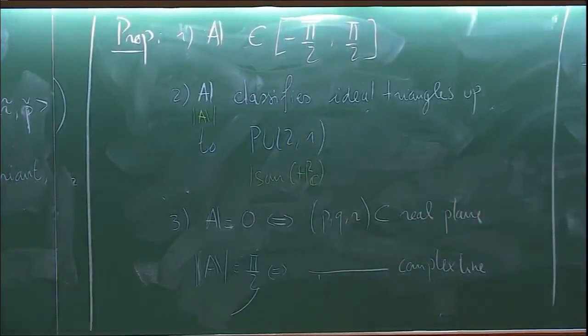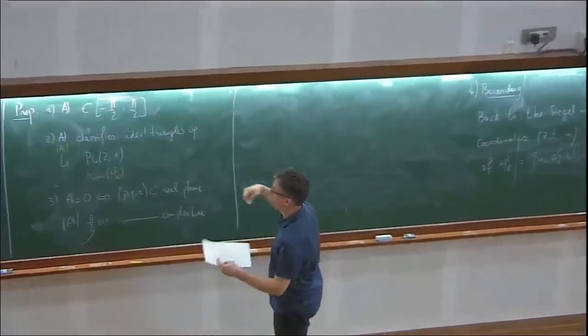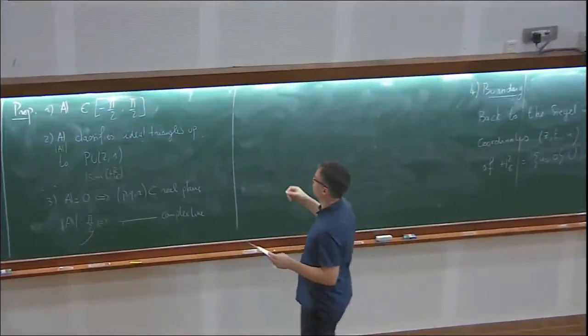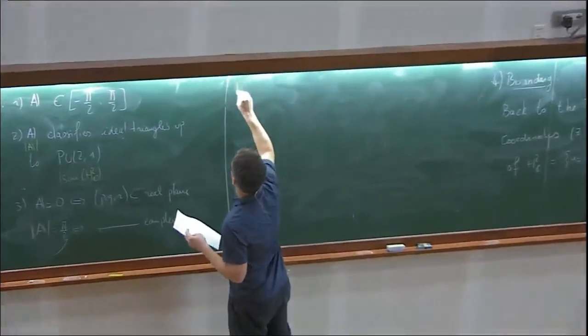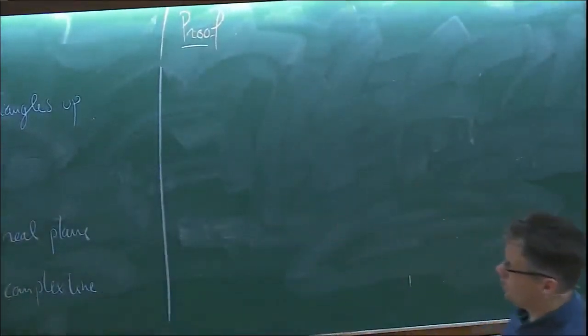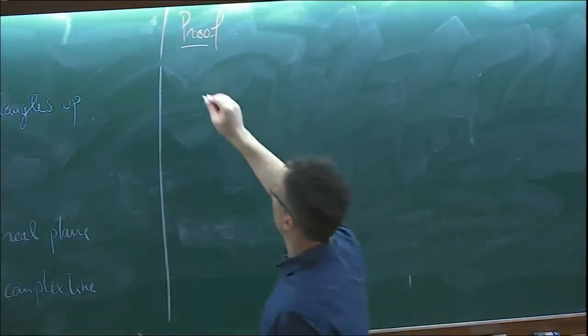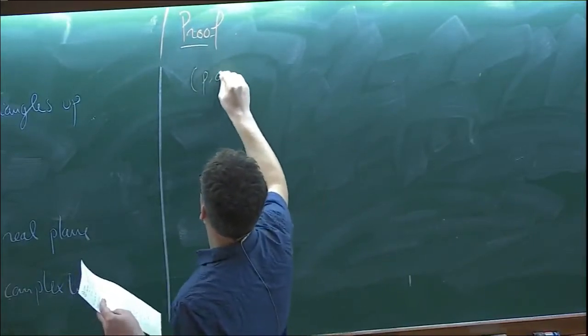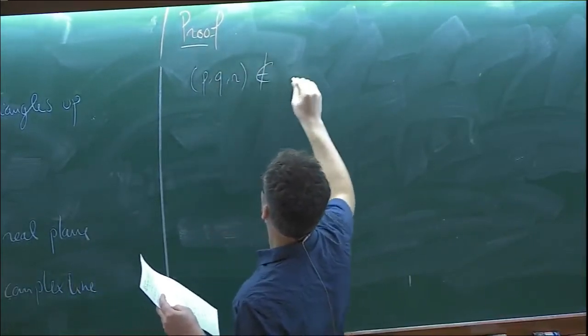So why is this true? I will not do a detailed proof, but let me just give you the beginning of it. Proof, only the beginning. I'm going to assume that P, Q, R are not in a complex line.